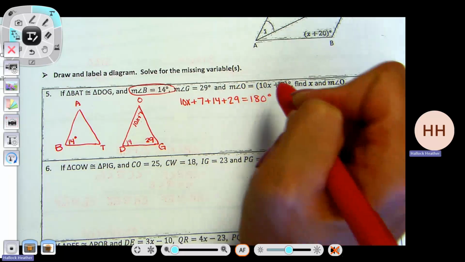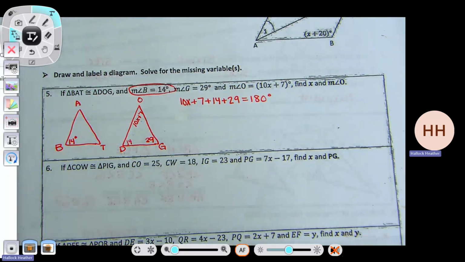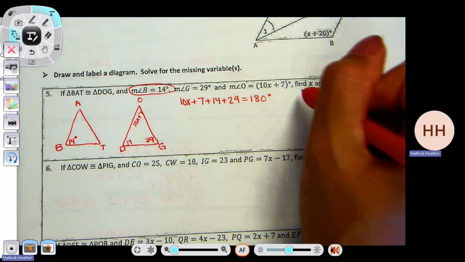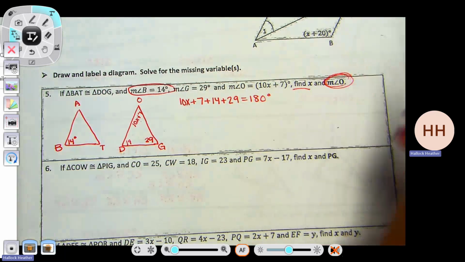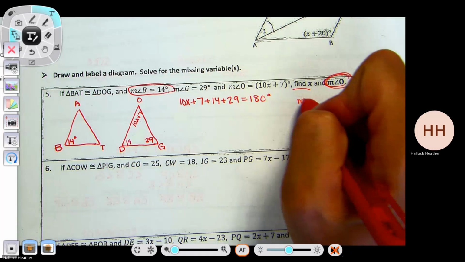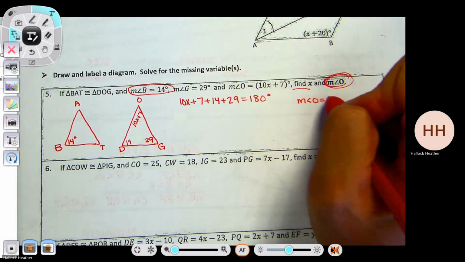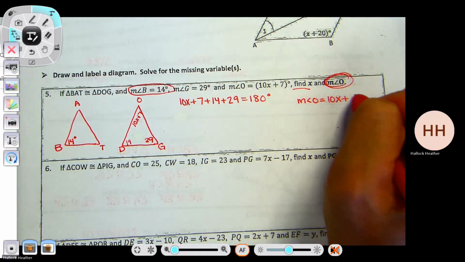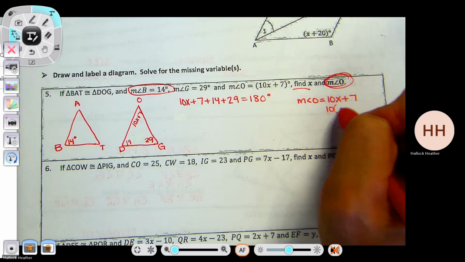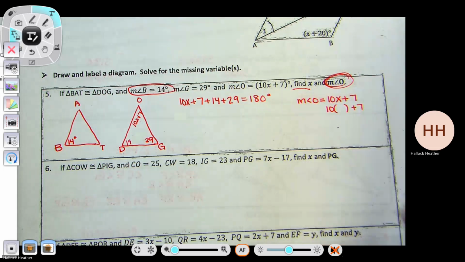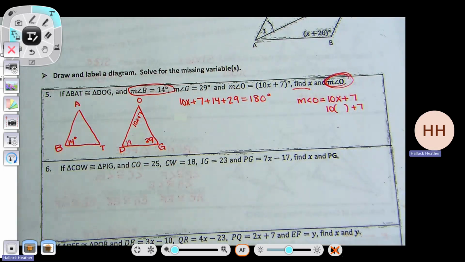Because the inside of a triangle adds to make 180. So take a minute, solve your equation, because I'm not going to do it for you. We'll talk about the answer. You do have to find x. So once you find x, you're going to plug it back in to find O. So see what you get for x.